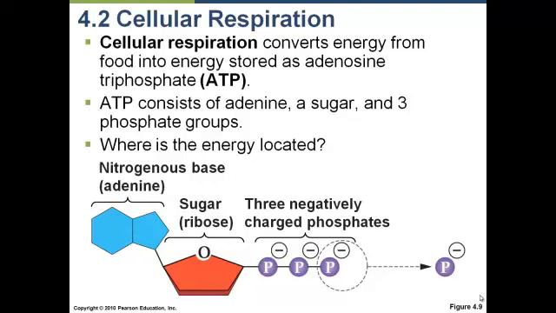ATP, or adenosine triphosphate, is the product of cellular respiration and is known as the universal energy currency of cells. ATP is responsible for taking the energy that was stored originally in the food that you ate, that was released by cellular respiration, and then allowing the cell to use that energy in a number of different avenues. So ATP is a temporary mechanism by which the cell stores energy.